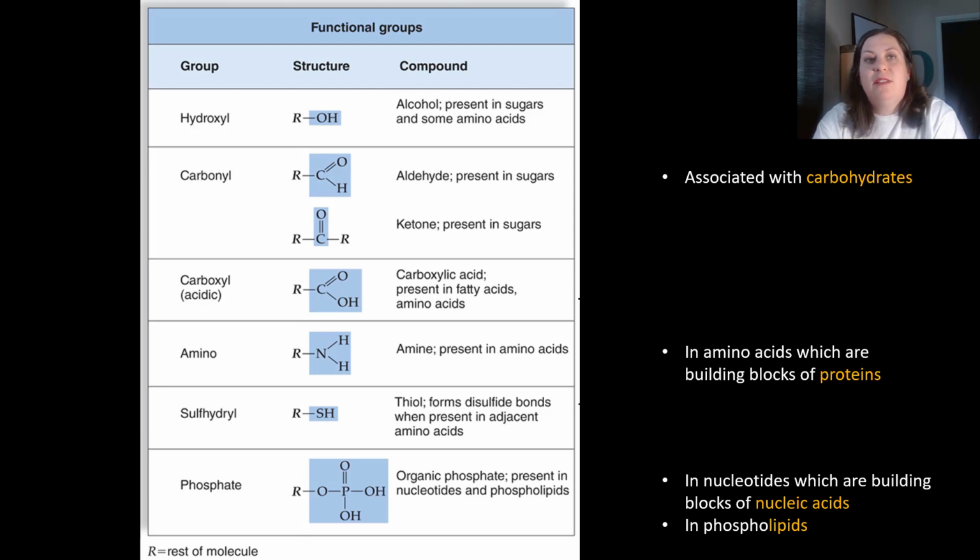We also have the sulfhydryl group. The sulfhydryl group is where they form a lot of disulfide bonds, and we do see these present more in amino acid structures for proteins. Phosphate's the last group, and when we look here, these are going to be present in nucleotides and phospholipids. And so these are going to be really important for DNA and RNA, as well as the components that make up the plasma membrane of your cells.